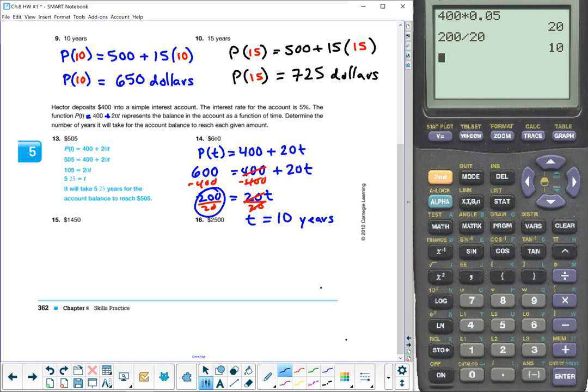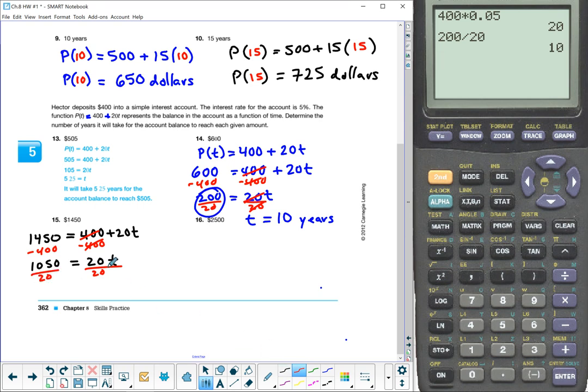Okay, next one we've got 400 plus 20t, and that's supposed to equal P of t, but this time we want to find out how long it will take to get to 1,450. So we're going to do the same thing. Minus 400. This will get us 1,050 equals 20t. Then we're going to take both sides and divide by 20.